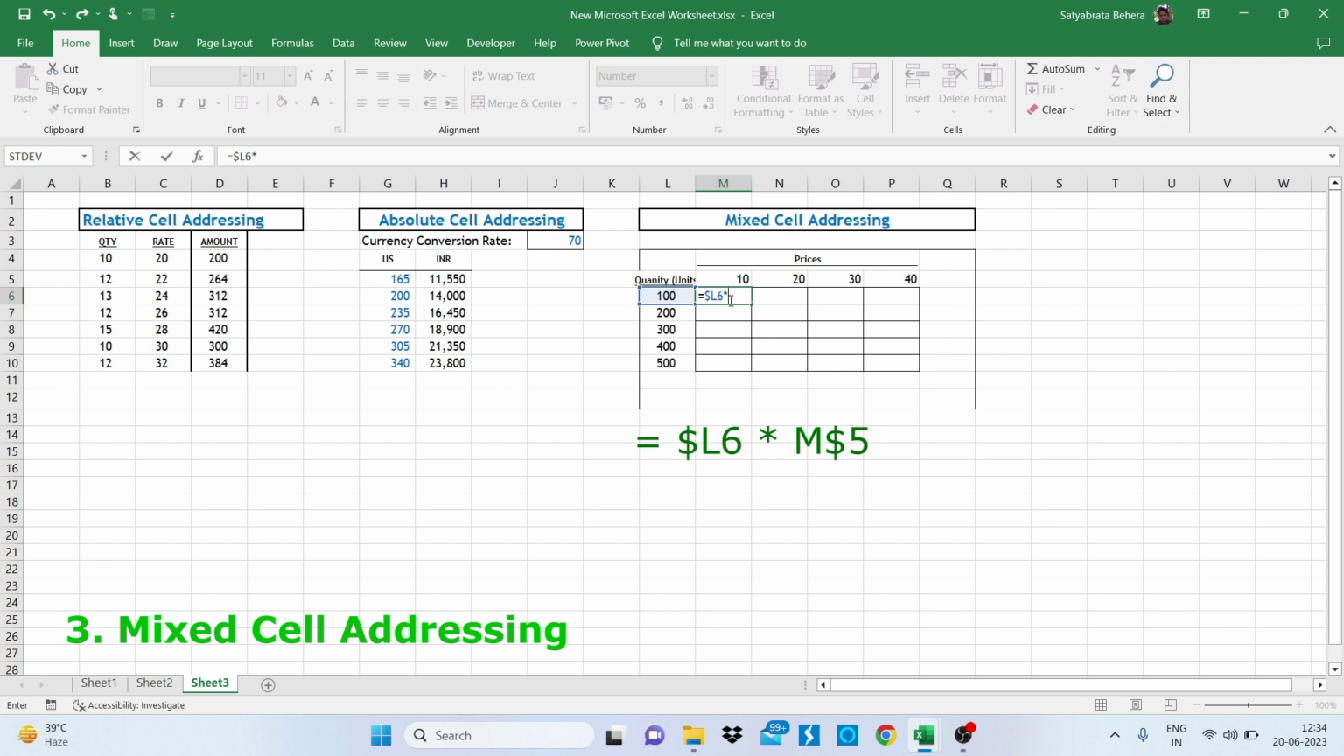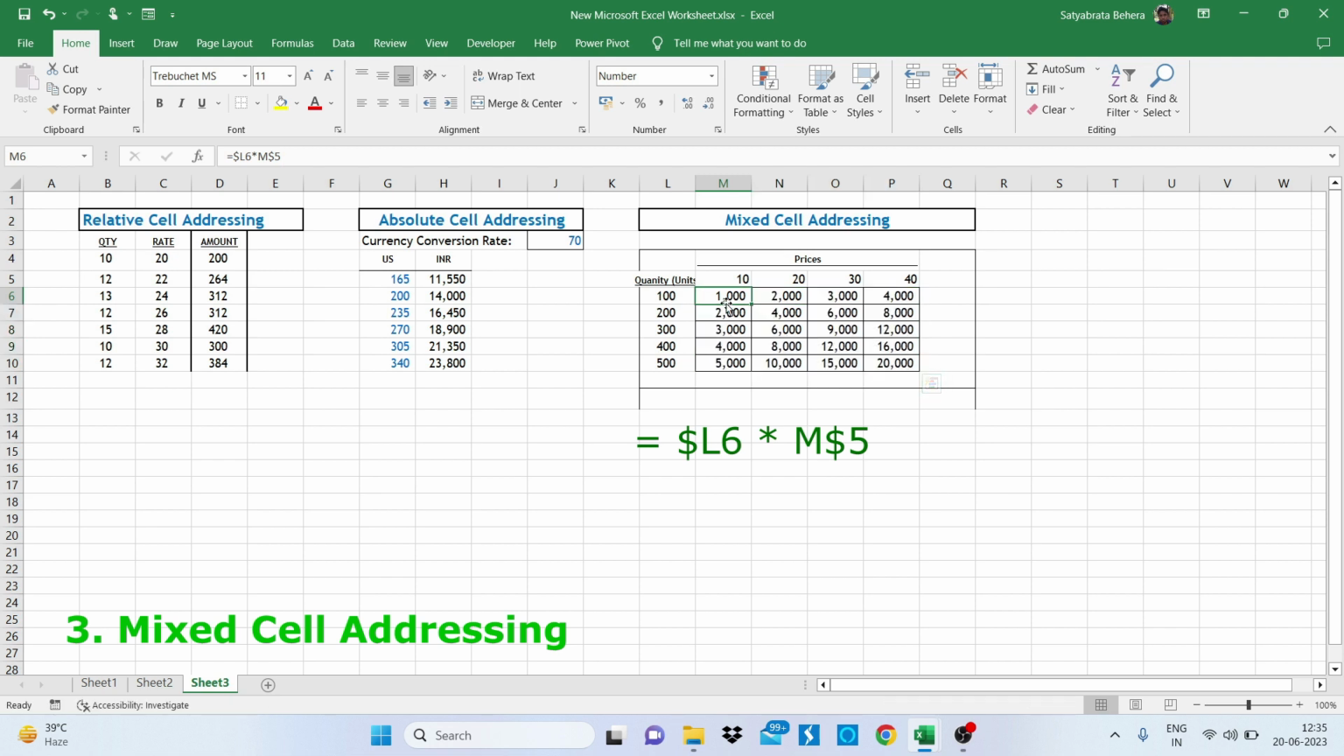Here the row, that is 5, sorry, it is written from M5 to P5. Row 5 is constant, but the columns M, N, O, P are changing. So I will not fix the column, but I will fix the row. So I will write M, and use the dollar symbol before the row, that is 5. Now I got my result, 1000. Now I will simply drag it out and later we can cross check it.